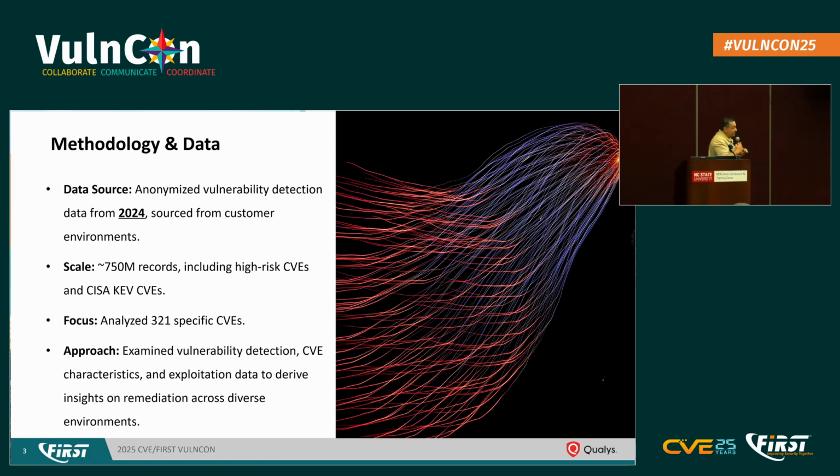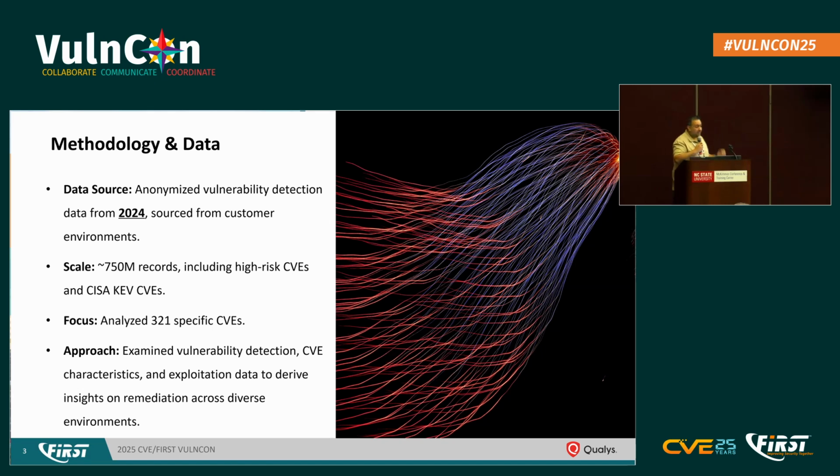And the data set that we had was 750 million record for CISA KEV vulnerabilities, the detection that happened based on CISA KEV vulnerabilities and the high risk and critical vulnerability that wasn't part of CISA KEV. The total unique CVEs was 321 CVE, all discovered and disclosed in 2024.